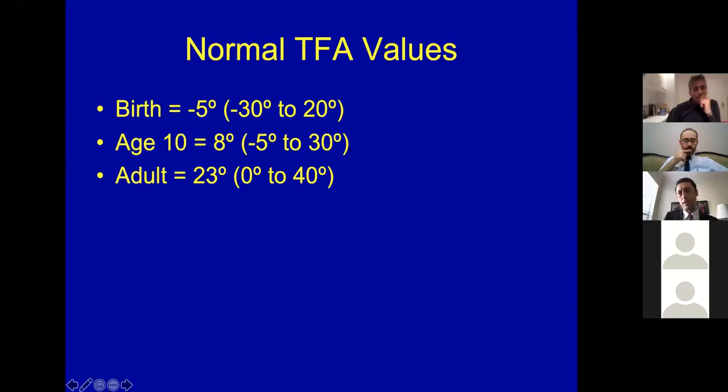Usually most of the kids around birth are internally rotated, with internal tibial torsion. By the age of 10, it is positive, around 8 to 10 degrees. It could range from -5 to 30 degrees, but I say around 10 degrees. Adult patients are 23 at most, but most adults are around 15 to 20 degrees.